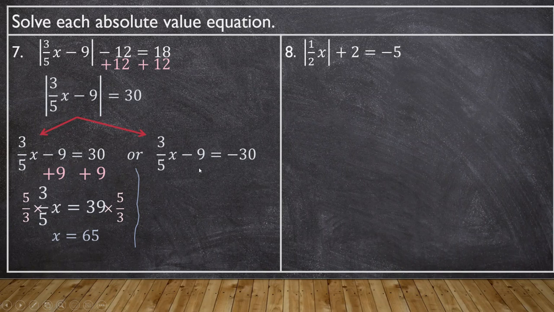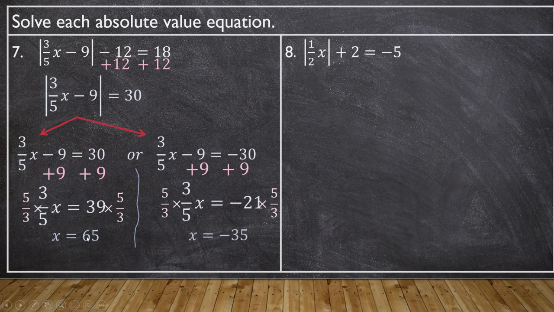For the right side, I have 3/5 x minus 9 is equal to negative 30 now. I'm going to add 9 to both sides still. Negative 30 plus 9 is, hopefully everyone said, negative 21. I have 3/5 x is equal to negative 21. Now in this step, again, I'm going to multiply by the reciprocal. Negative 21 times 5/3 is negative 35.